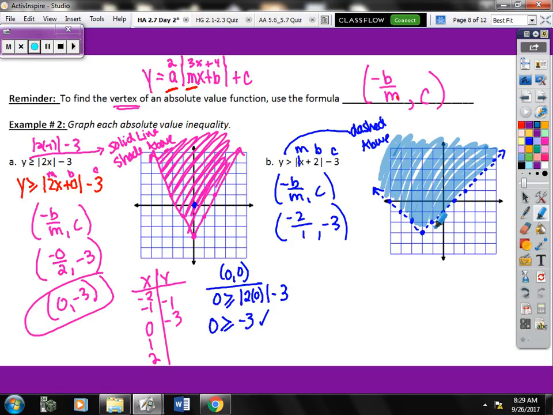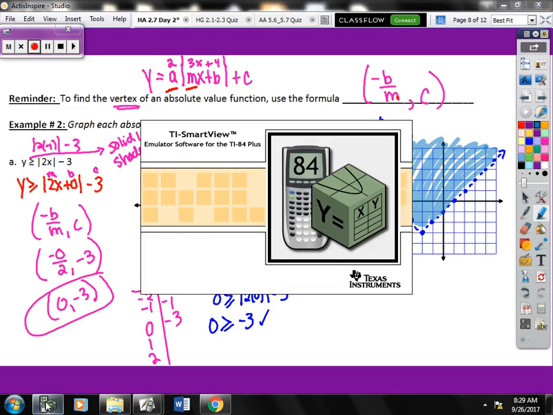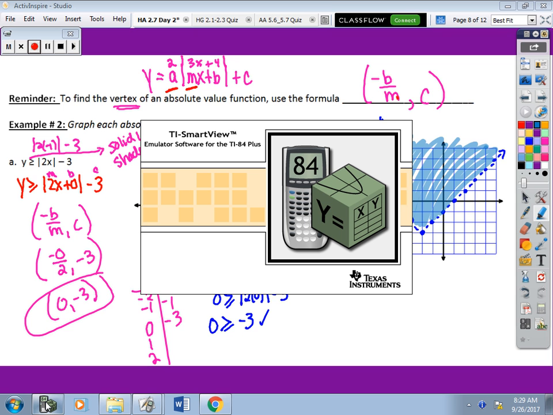Okay, while we're here, grab your graphing calculators real quick. You can actually do inequality graphs in your calculator too, so I'd like to show you guys that. A lot of you may have never seen this before.